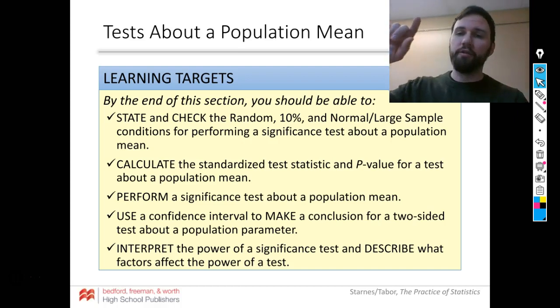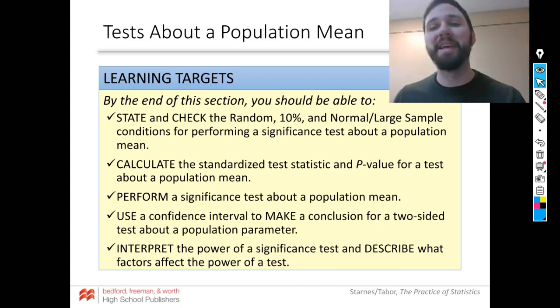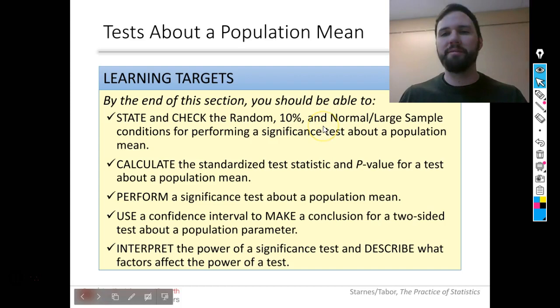We're going to learn how to state and check conditions. We're going to calculate our standardized test statistic and find a p-value. We're going to do a significance test, make conclusions for two-sided tests, and interpret the power. We won't do power right now.